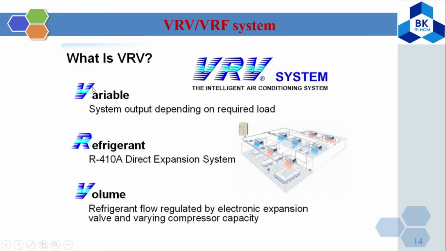So the system output is variable and depends on the required load. For refrigerants, they may use R410A or R32 in a direct expansion system. For the volume, the refrigerant flow is regulated by an electronic expansion valve and varying compressor capacity.